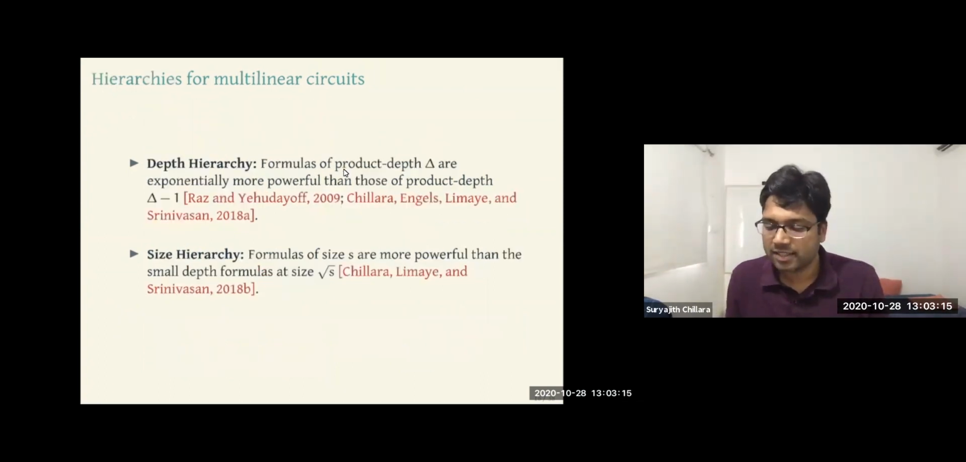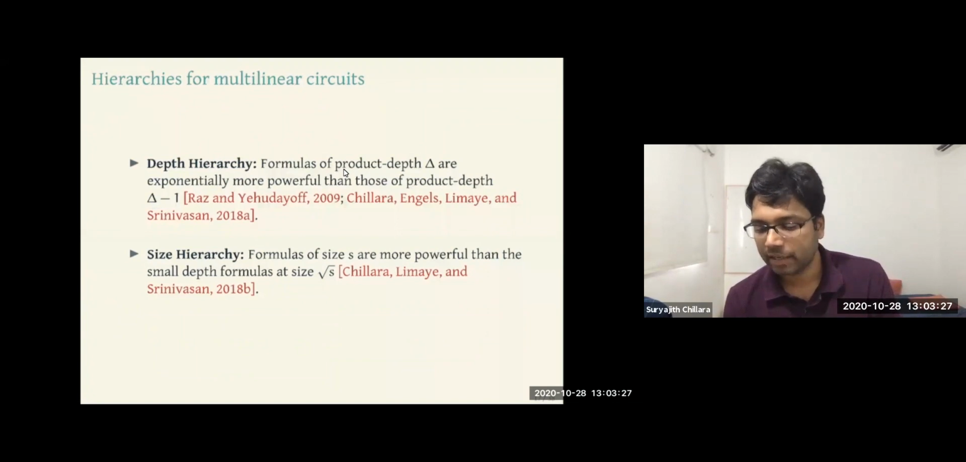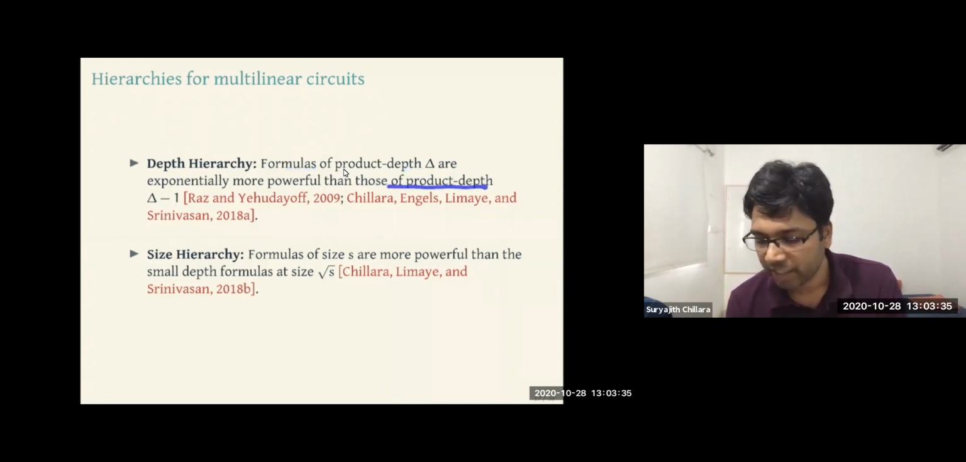So we also know this hierarchy. We even know a finite hierarchy of formulas with respect to product depth delta and product depth delta minus 1. So what do we mean by powerful? That means there exists a polynomial which can be computed efficiently by formulas of product depth delta, but not so by formulas of product depth delta minus 1.